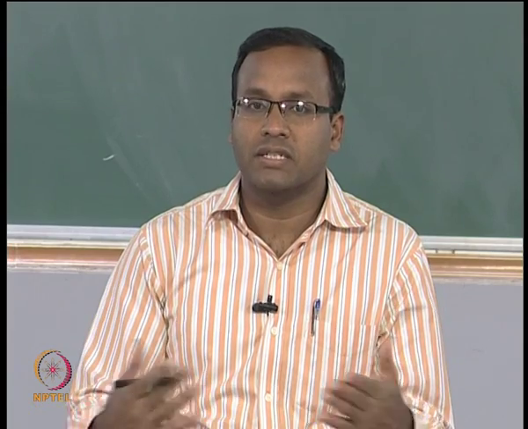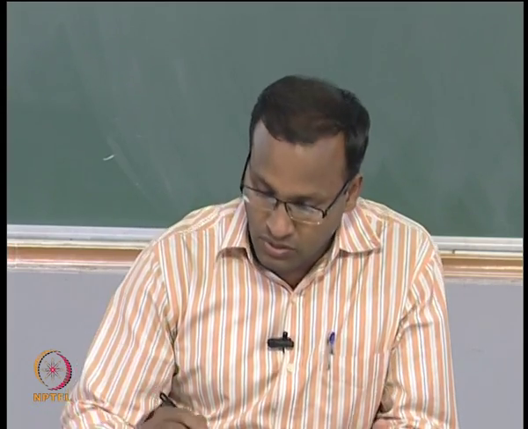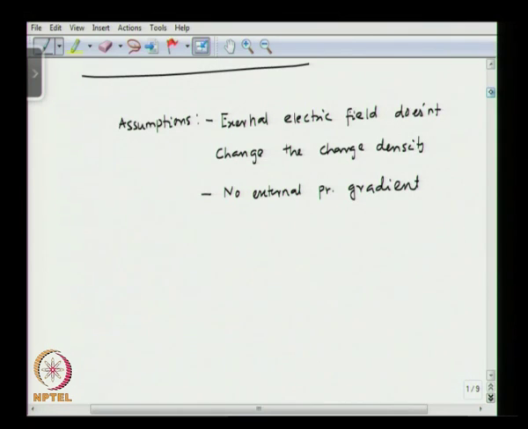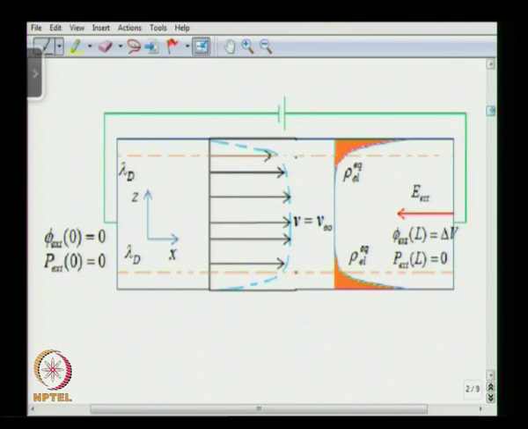Here we consider ideal electroosmotic flow, meaning there is no external pressure gradient present here. Okay. So we also say that no external pressure gradient. Okay. So with those two assumptions, if you look at the situation, this is the situation. We have two infinitely long parallel plates. So this is the bottom plate, okay, and this is the top plate.